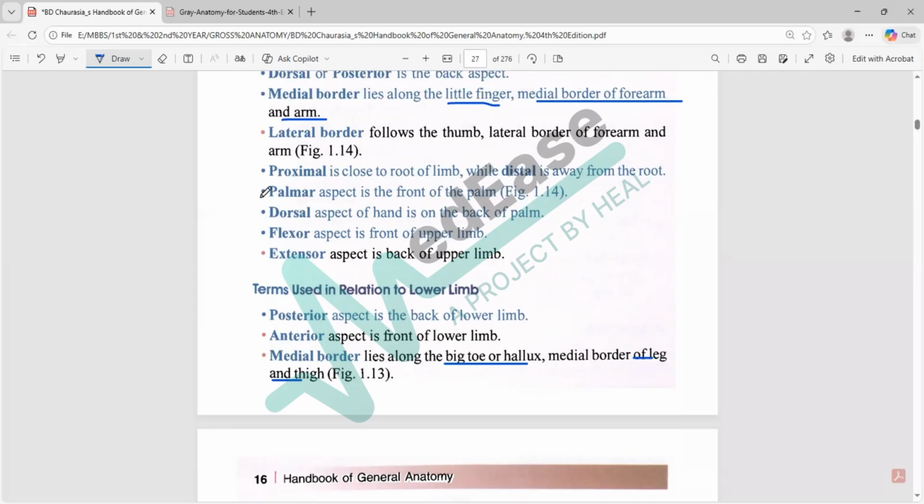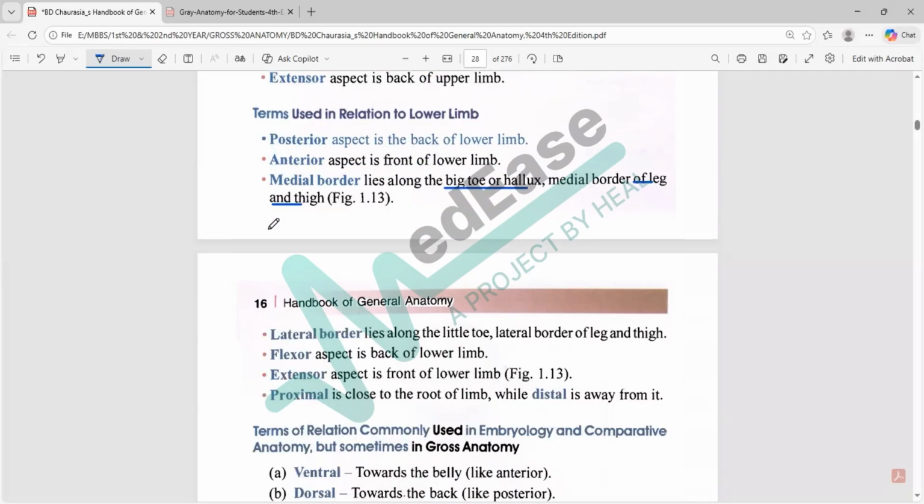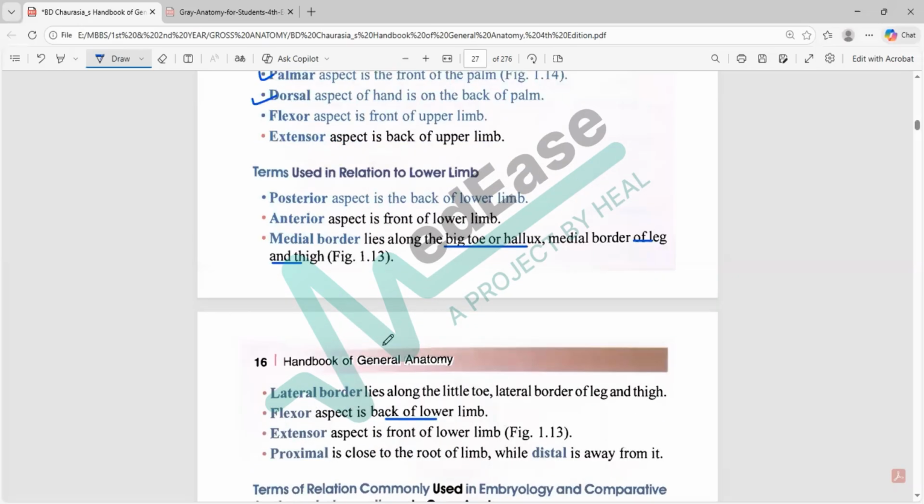Then we talk about the palmar aspect, which is the front of the palm. Then we have the dorsal, which is the back of the palm. Then we have the flexor aspect, which is mainly in the front of the upper limb. When we talk about the lower limb, the flexor will be present mainly on the back of the lower limb. The extensor will be present at the back of the upper limb and anterior in the lower limb.